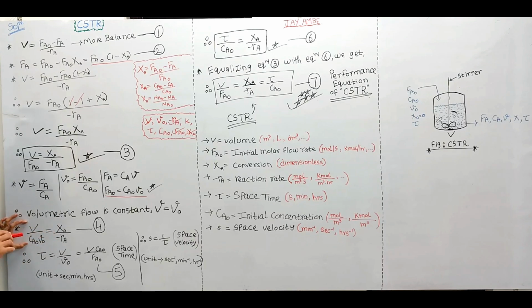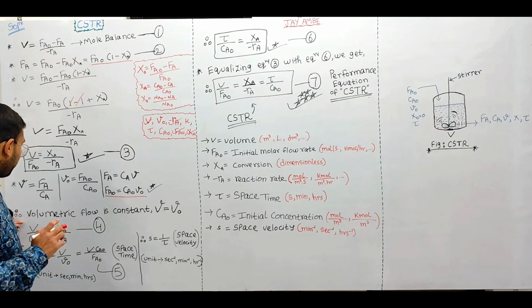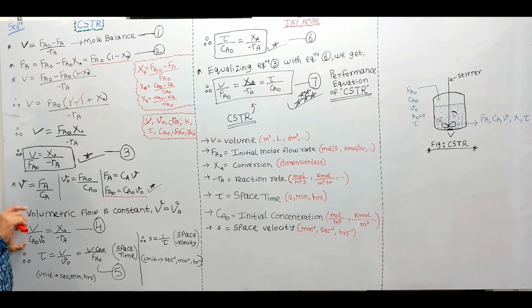So in equation 4, going from equation 3 to equation 4, you can see we have introduced 4 new terms. The first new term is Ca naught, the initial concentration. The second term we have introduced is the volumetric flow rate nu naught. The third term which we have introduced in equation 4 is the space time.